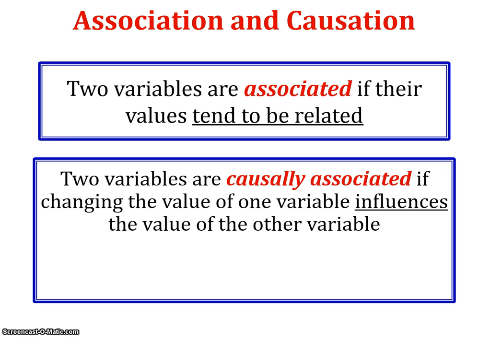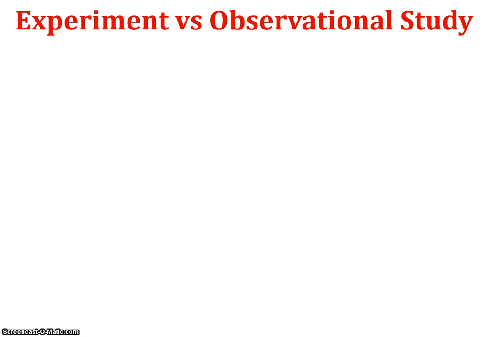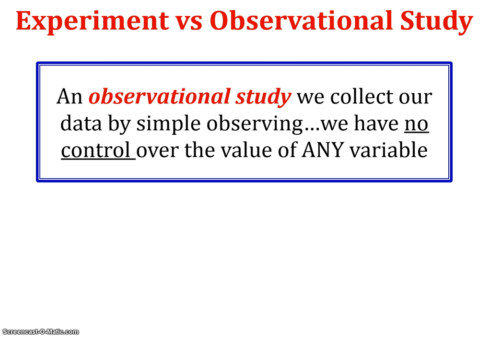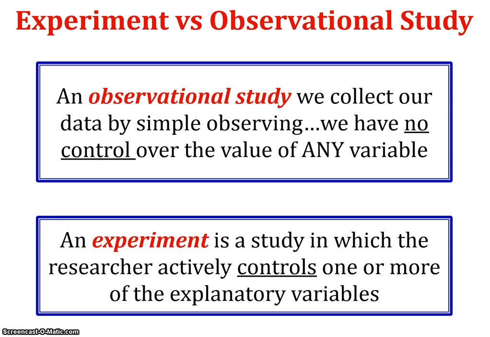In particular, we're going to learn to distinguish between experiments and observational studies. An observational study is one where we collect data by simply observing, and the researcher has no control over any of the variables that they're collecting. An experiment is a study in which the researcher actively controls one or more of the explanatory variables.